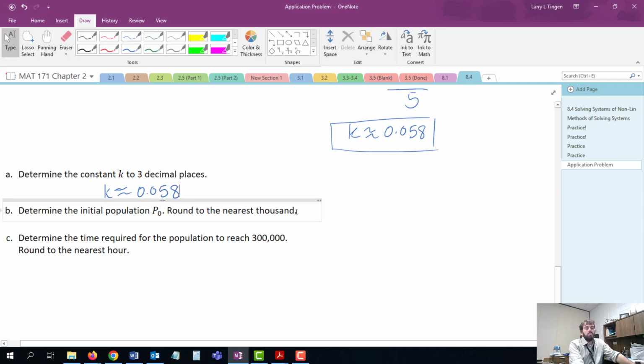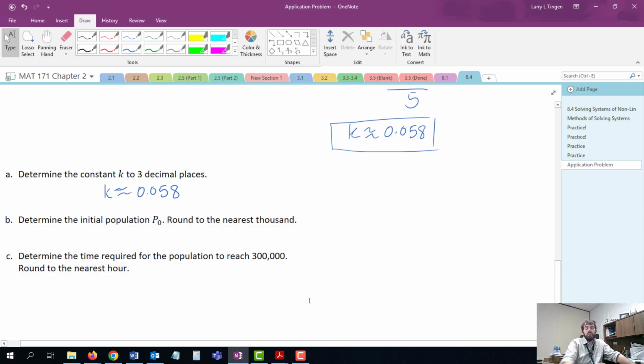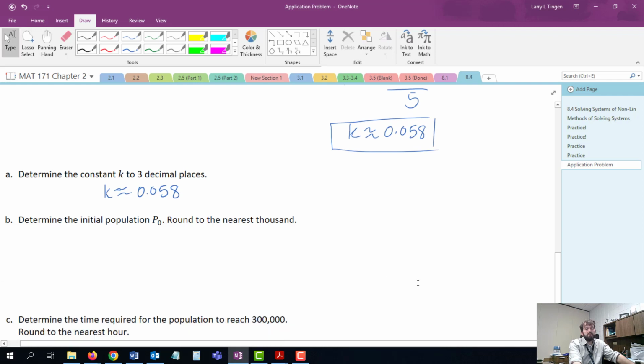So what does that mean? Well, now instead of having P of t is equal to P naught e to the kt, now I know that P of t is equal to P naught times e to the 0.058 t. It's still not perfect because I don't know my initial value, but that's what they're going to ask us on the next question.